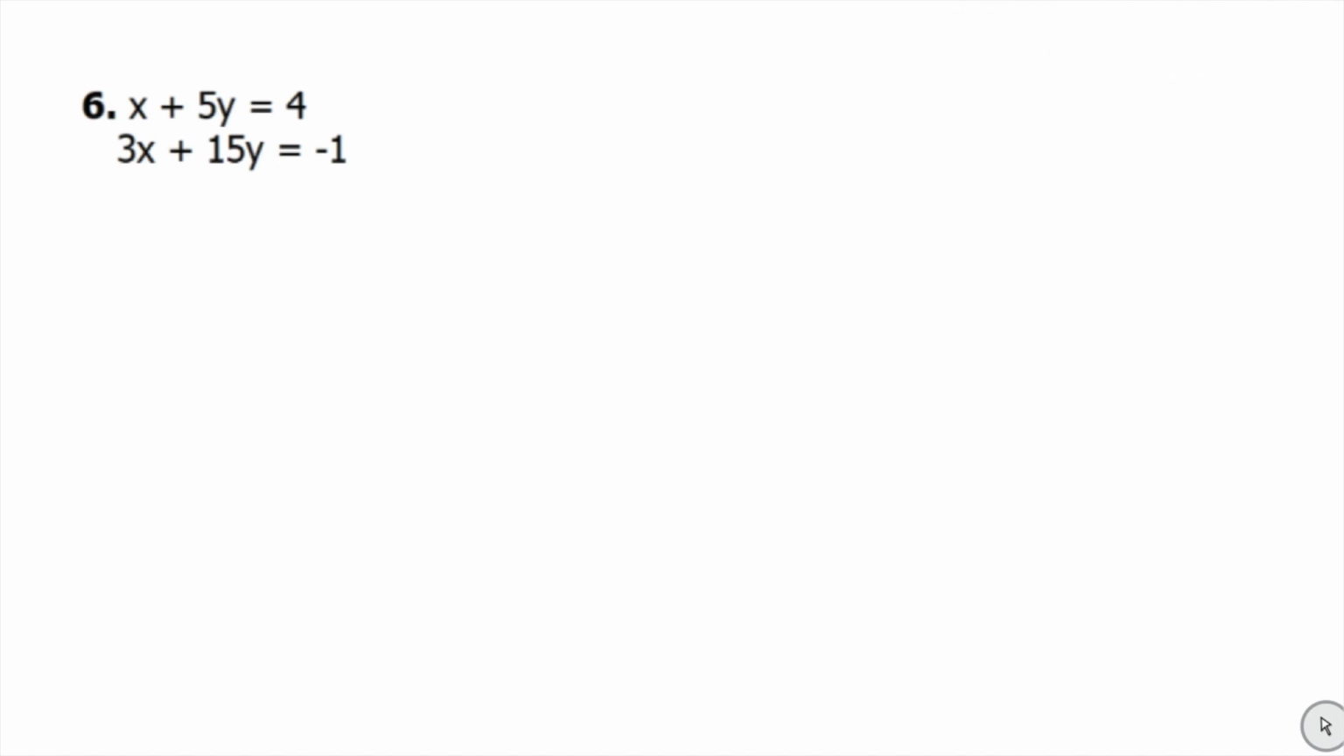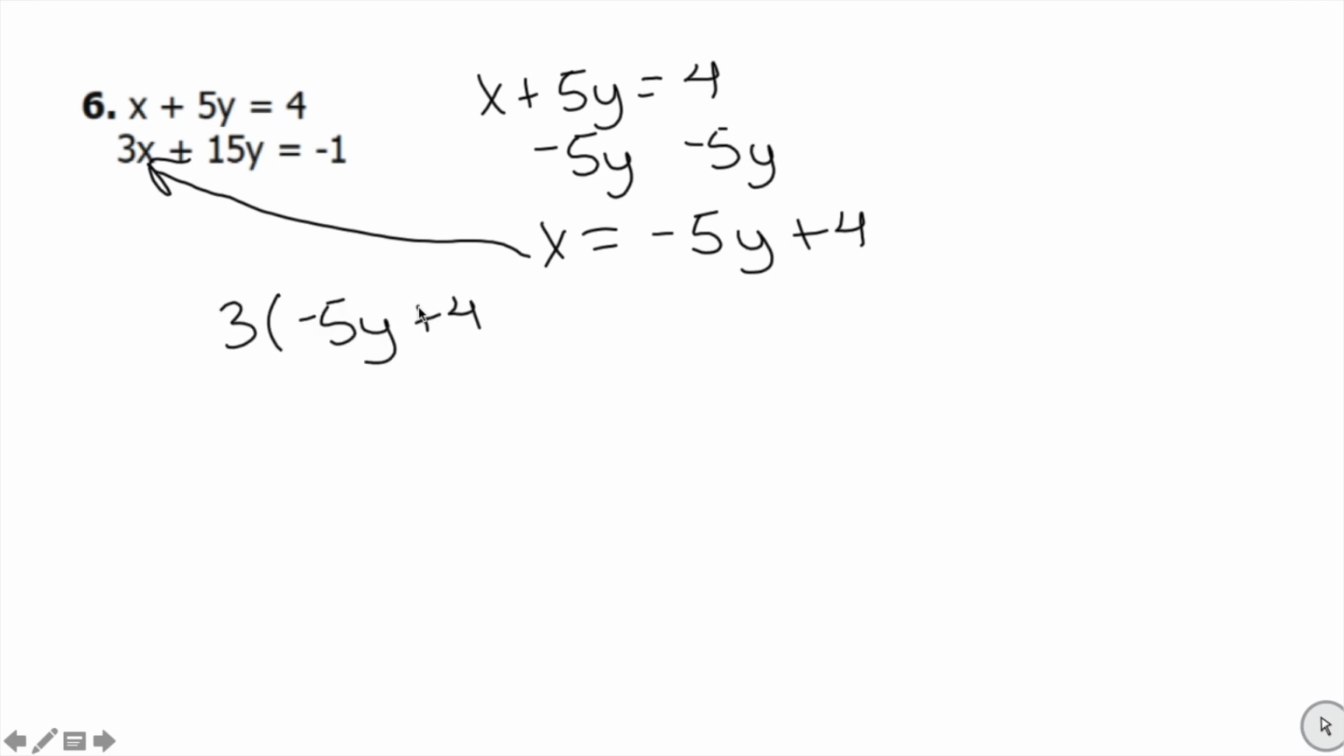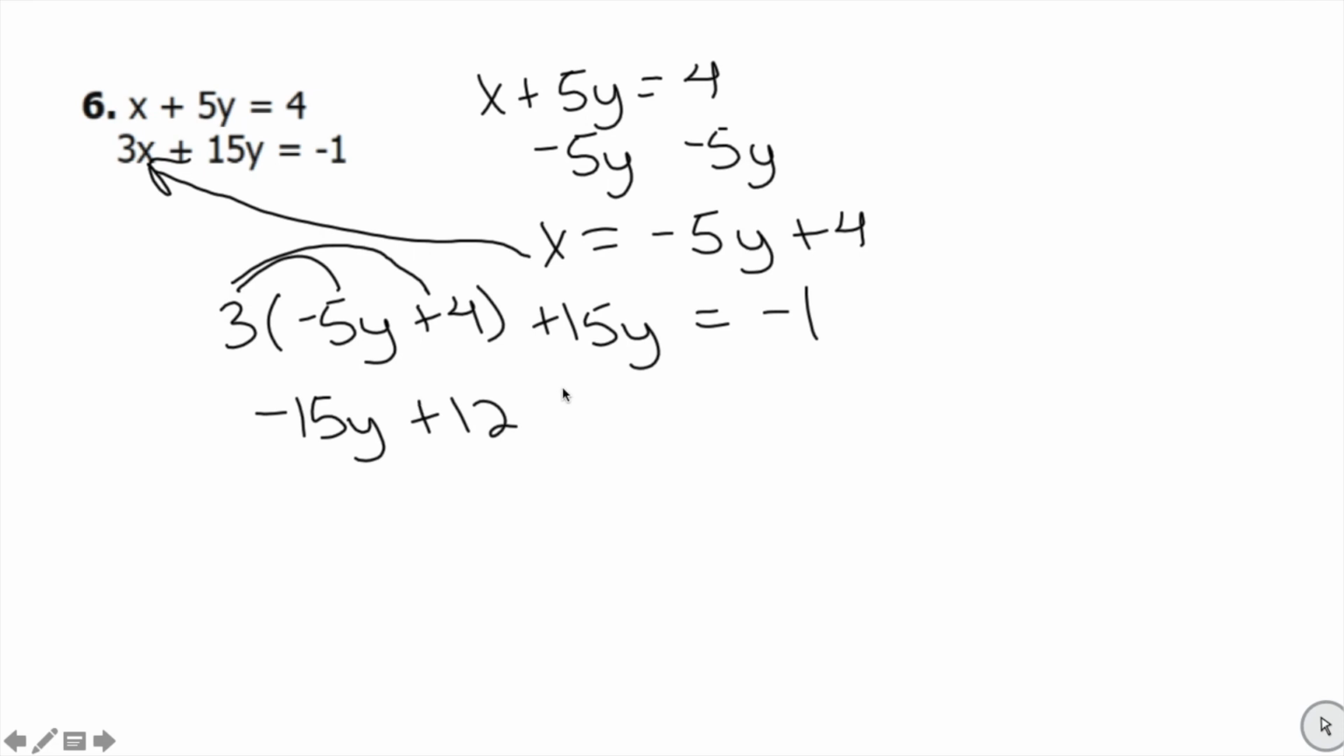There we go. All right, so we have x by itself here, so I'm going to solve for x with the first one. So x plus 5y equals 4. Subtract 5y. So you get x equals negative 5y plus 4. Take that x, substitute it back into the second one. So you get 3 times (negative 5y plus 4) plus 15y equals negative 1. Distribute this in. So negative 15y plus 12 plus your 15y over here equals negative 1.